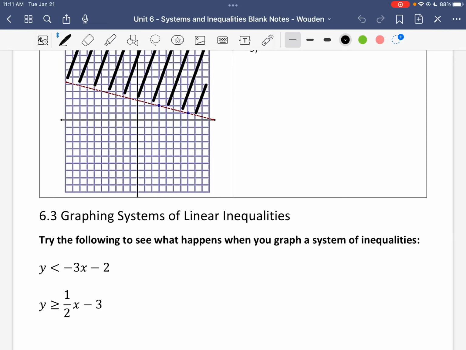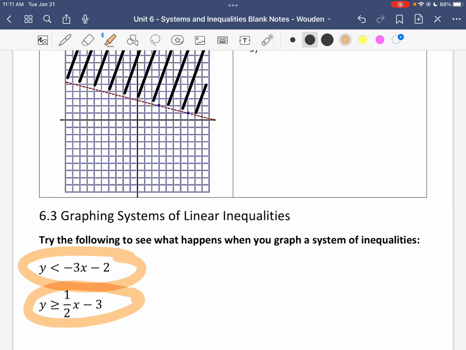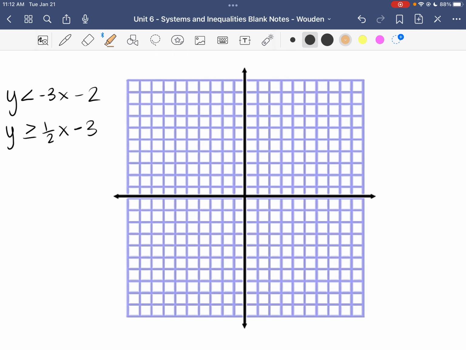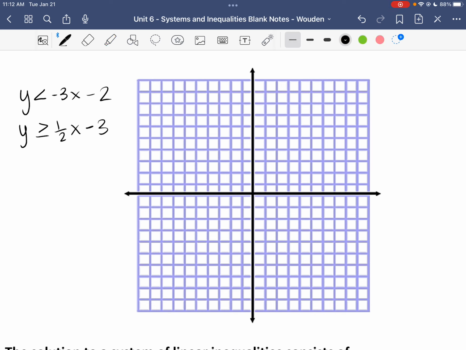Today, we are going to be talking about how to graph systems of linear inequalities, which essentially just means that we have more than one inequality that we are dealing with. So down here, you can see I have two inequalities. So we're going to graph both of those on the same plane. When I say plane, I mean this graph that you see right here, my x and y axis. We are going to be graphing both of them on the exact same plane.